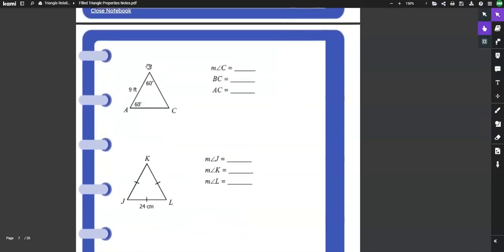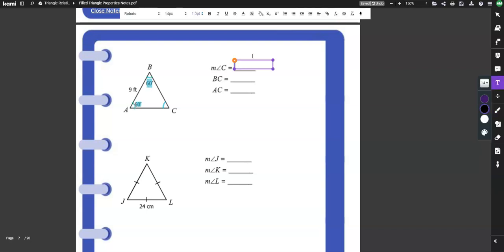Next one, we have ABC and a side length of 9. Now, they do give me that angle A and angle B are both 60 degrees. If two of the angles are 60 degrees, then the third angle is also 60 degrees. Because again, 180 divided by 3 is 60. So if two angles are 60, then there's only 60 left. So the measure of angle C, again, is going to be 60 degrees.